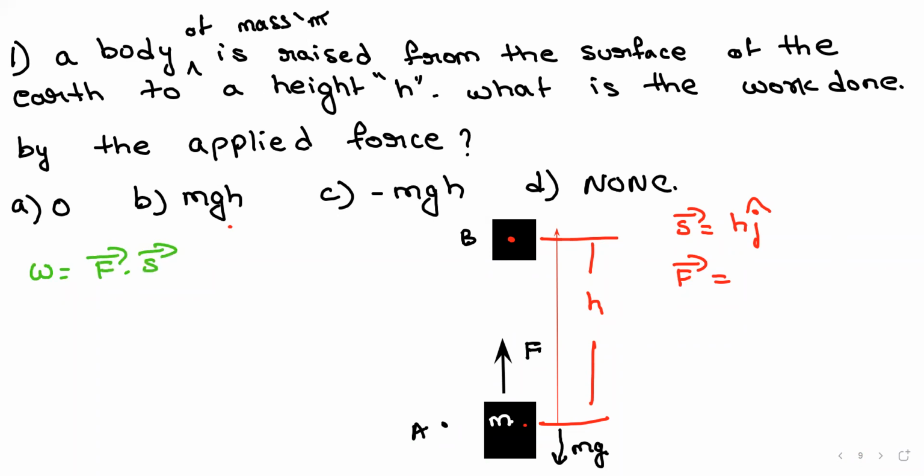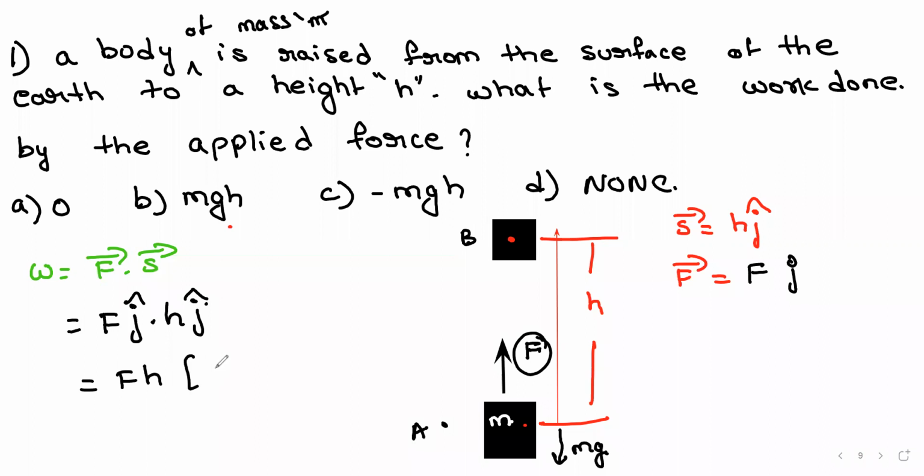See, magnitude of force is how much? F. What is the direction of force? J cap. So force vector is F into Fj. Is it clear? Yes, sir. So substitute force vector F as Fj, displacement vector as Hj. Is it clear? So we get Fh into J dot J.